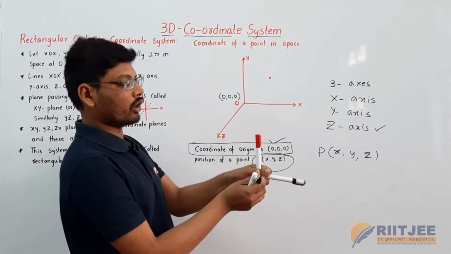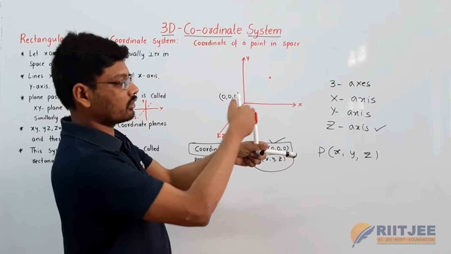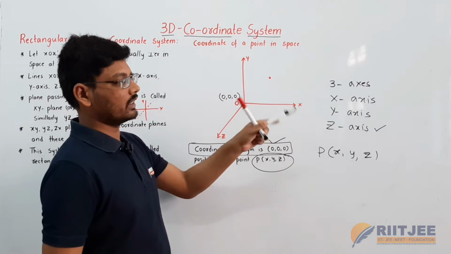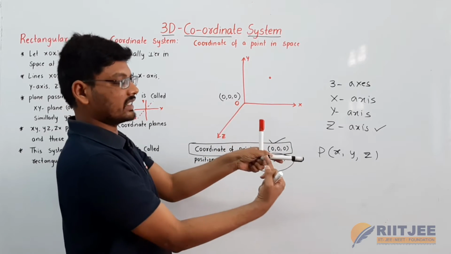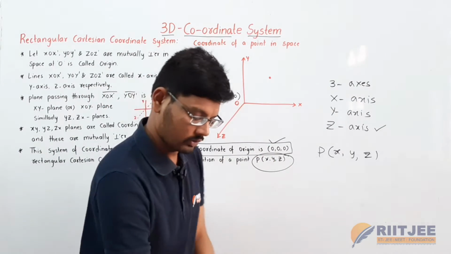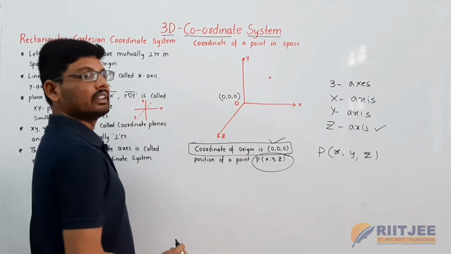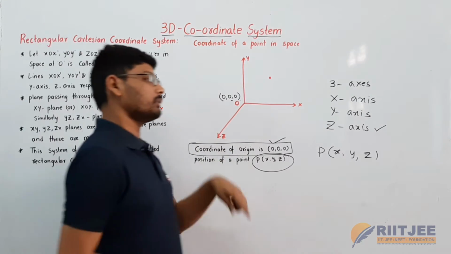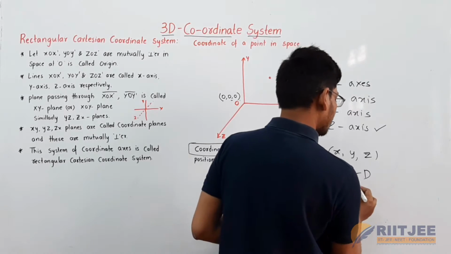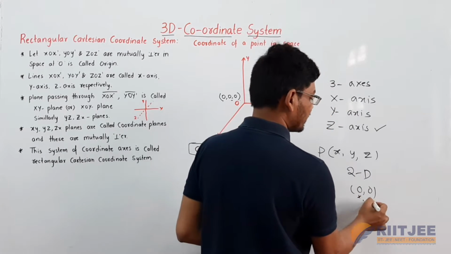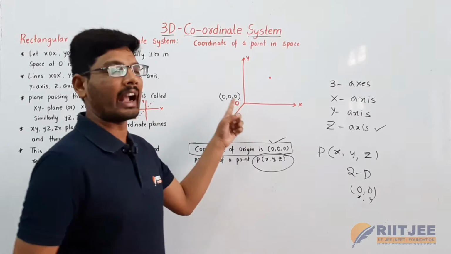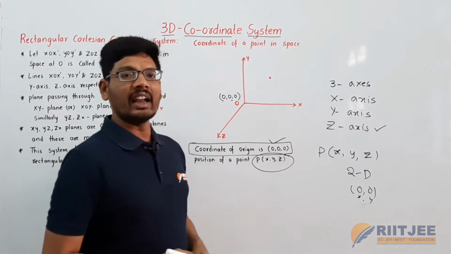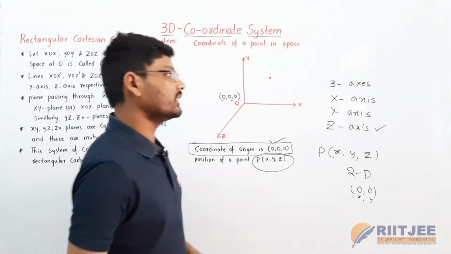This is a 3D coordinate system: this is the x axis, this is the y axis, this is the z axis. The origin for the 3D coordinate system is 0 comma 0 comma 0. In the 2D coordinate system, it is only 0 comma 0, with x ordinate and y ordinate. Here one more axis is included, that is x, y, z. The z axis is newly introduced here.